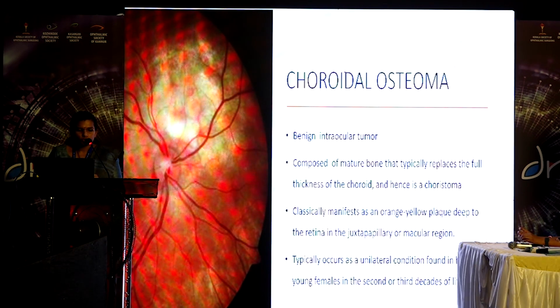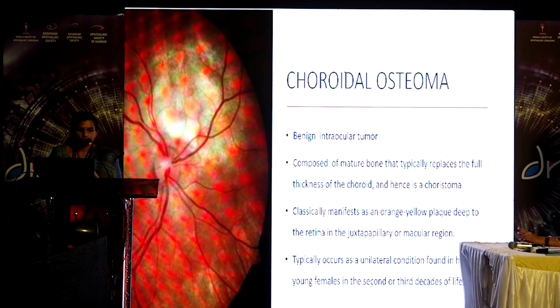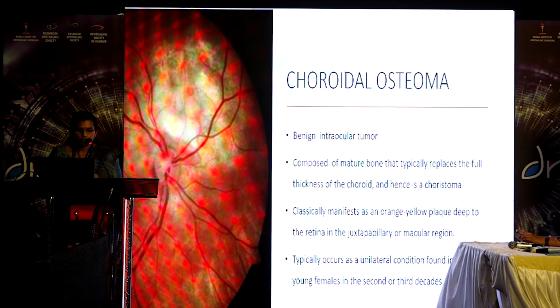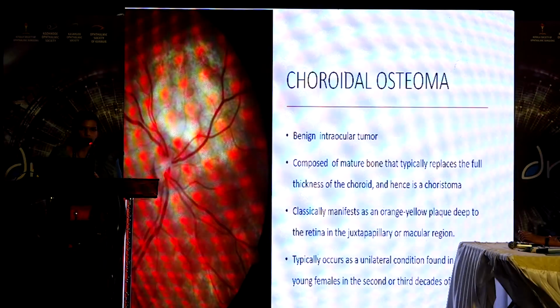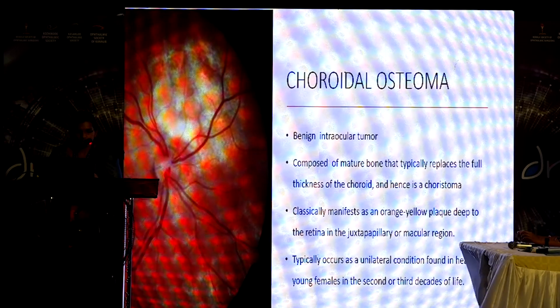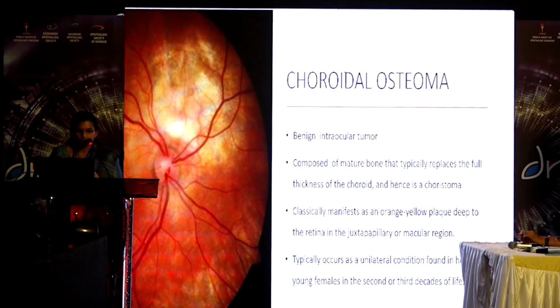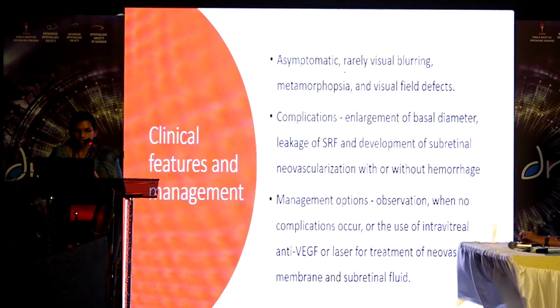Now coming to choroidal osteoma, it usually presents as a benign intraocular lesion which is composed of mature bone cells and classically manifests as an orange-yellow plaque lesion most commonly located in the peripapillary region, and typically seen as a unilateral condition in a healthy young female in the second or third decade of life.